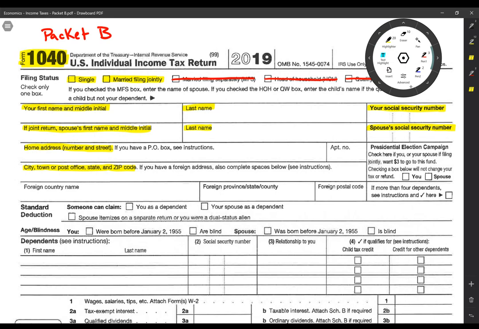Someone can claim either you as a dependent or your spouse as a dependent. No, no, no. So we're going to say nope and nope. Don't draw a line through it. I'm just drawing to make it simpler to state which things we will need to fill out, which ones we will not. Okay. All right. Blindness. No, I'm not going to give y'all any of that. Different rules and beyond what we're going to do.